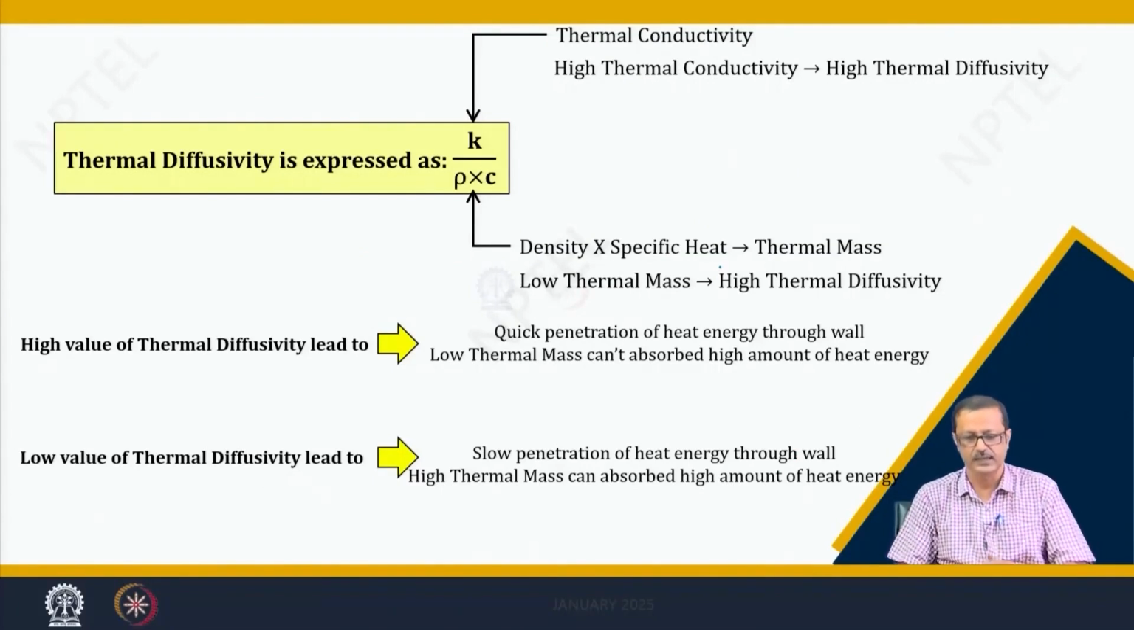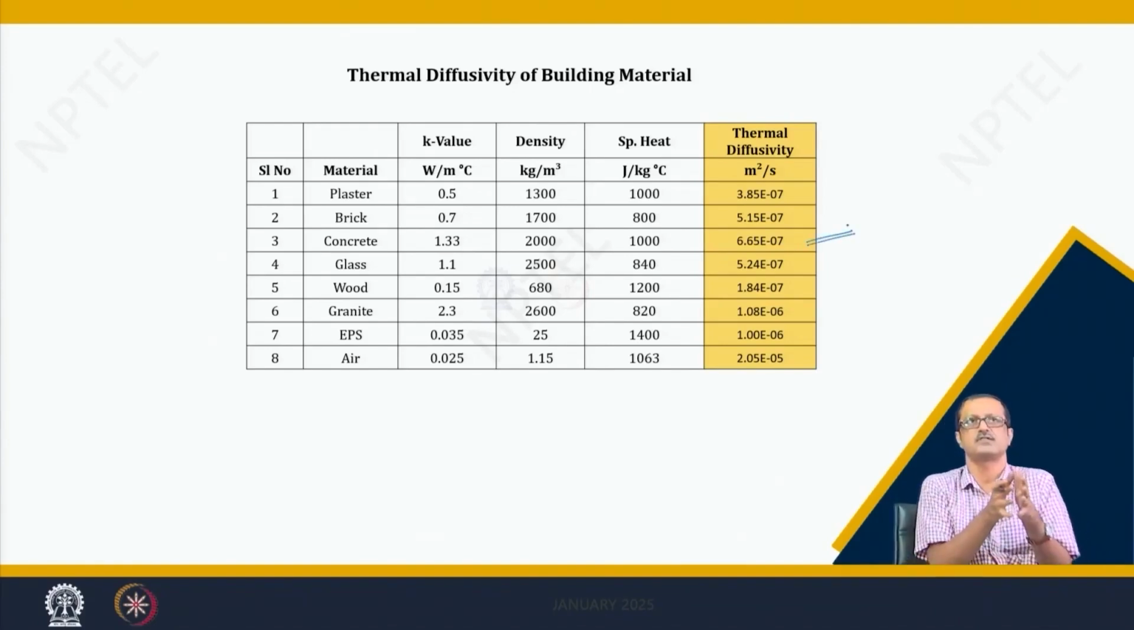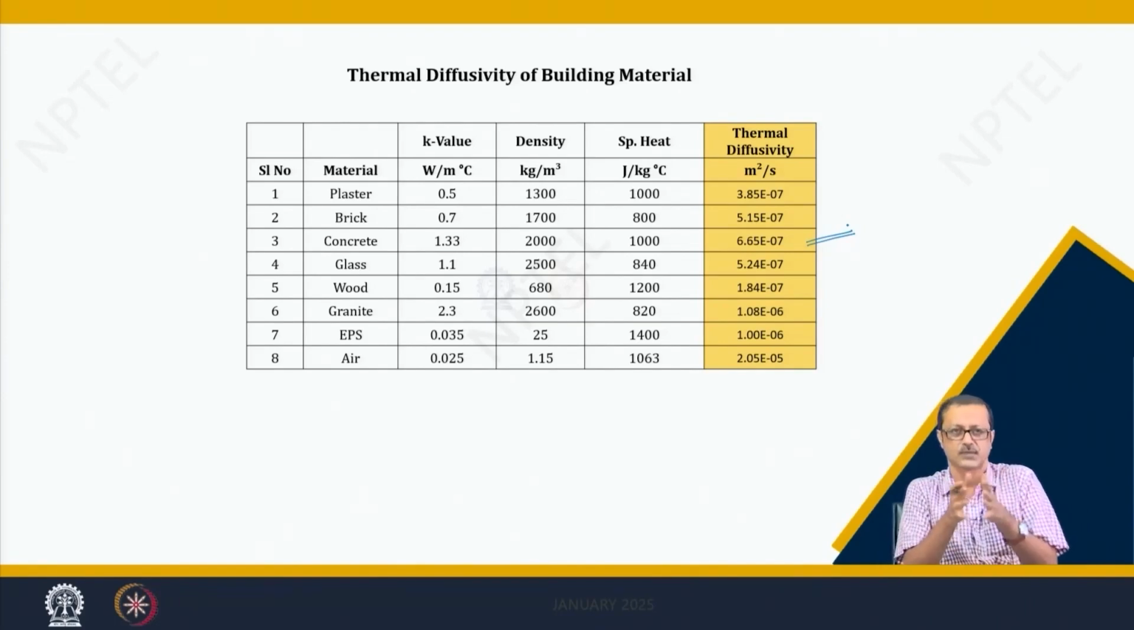So, what I have discussed: high thermal conductivity gives high diffusivity. Density multiplied by specific heat, that product, is also in the thermal mass we have discussed, and that also goes with a high amount of diffusion. These are some of the building materials, with the K value, density value and specific heat value mentioned, and I have calculated the thermal diffusivity. You see the highest comes over here: concrete has very high diffusivity, which means the heat will be absorbed in layers and layers and layers at a very fast rate.